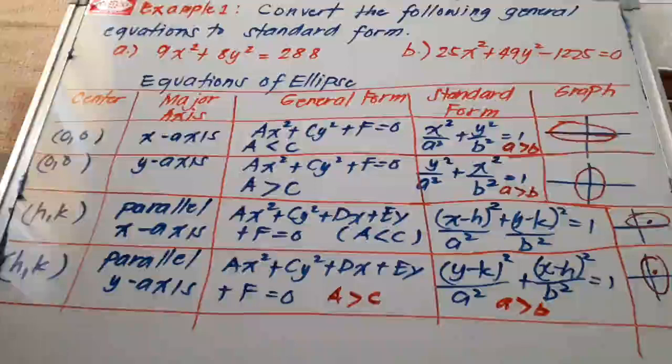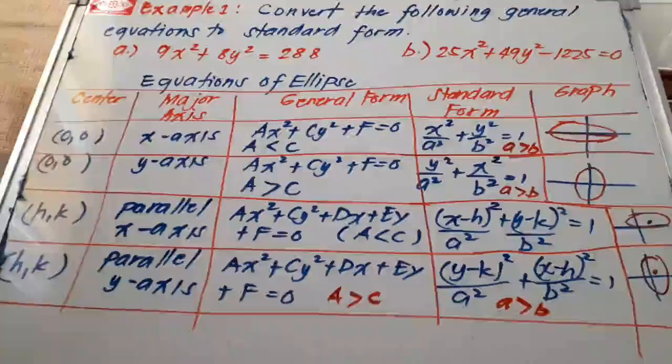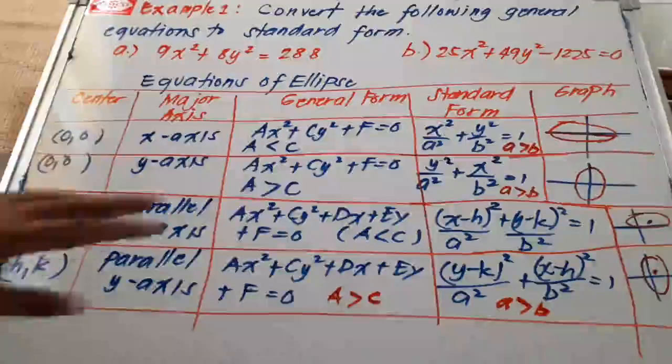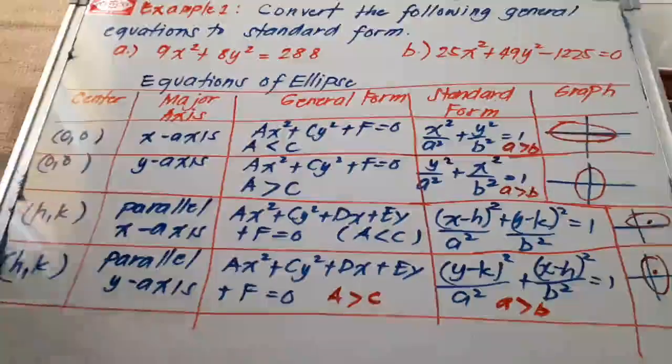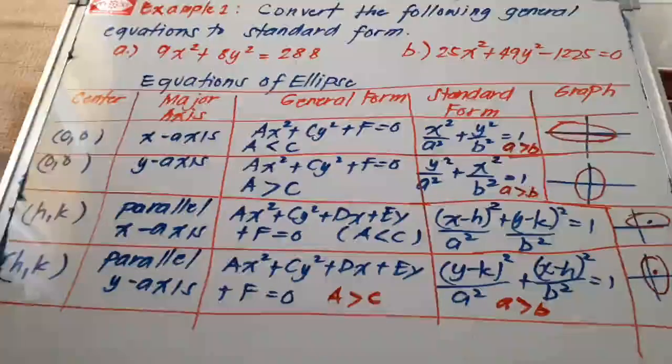So, malalaman natin yung orientation of the graph of the ellipse based from the denominators. Okay? Kung alin ang mas malaking denominator nung ating x squared and y squared will determine if the ellipse is horizontal or if the ellipse is vertical. So that is the review of the different equations of ellipse. And we are now ready in answering example number 1, which is converting the general equation to the standard form of an ellipse. Okay? So I'm going to answer letters A and B.